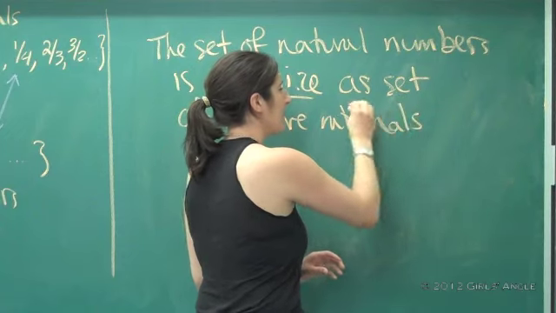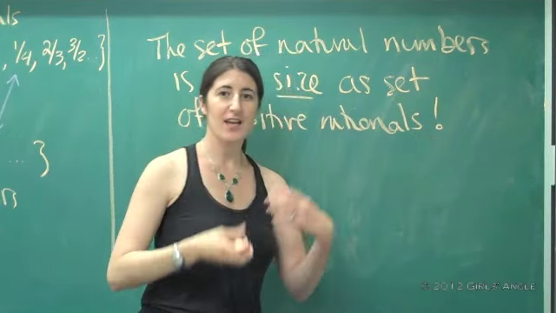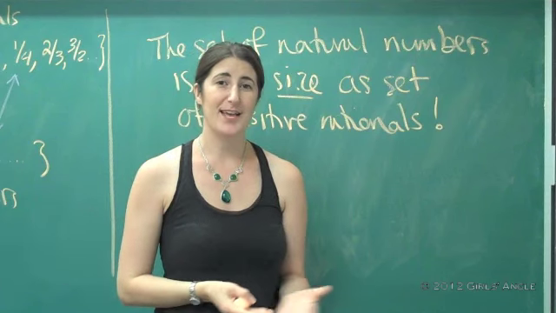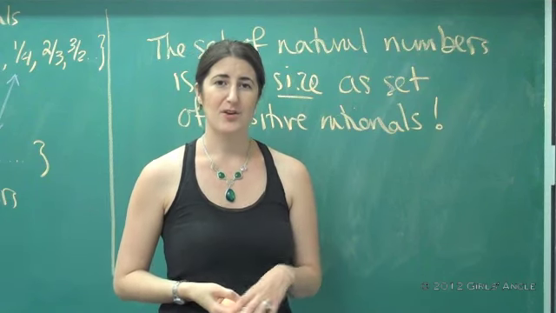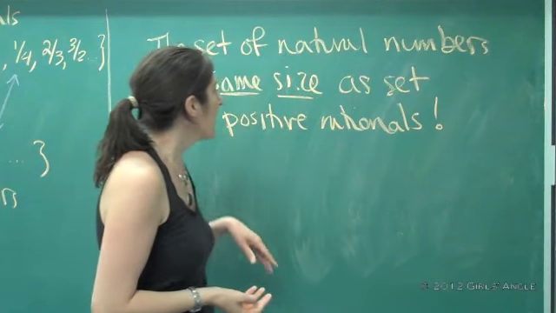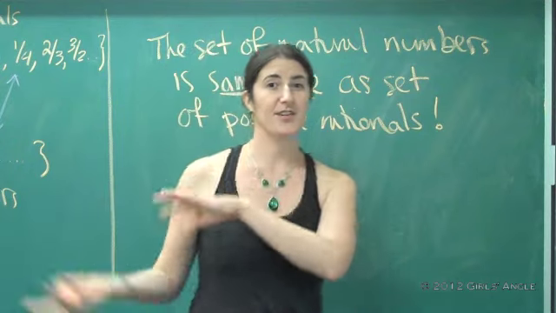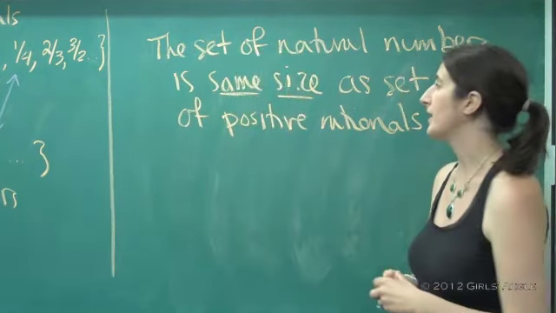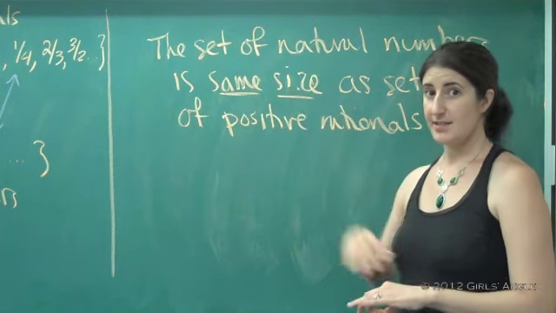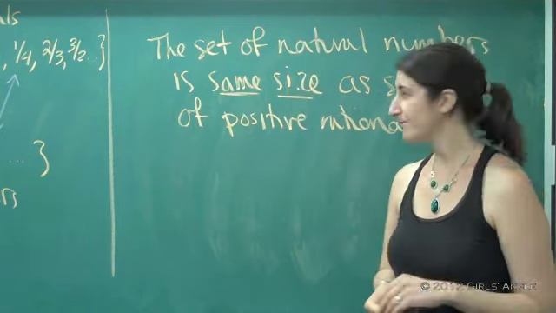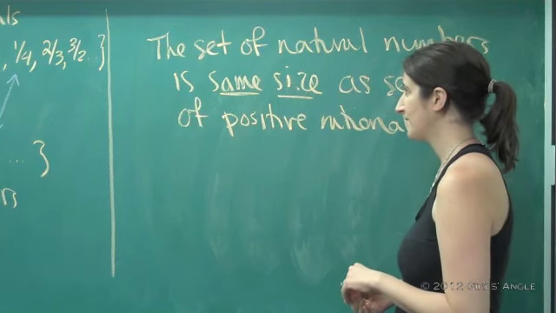Which is crazy. I mean, that means that there's just as many natural numbers as there are positive fractions, which is so surprising. And it didn't matter that I restricted to positive rationals, so I did that just because it makes it a little bit easier to explain. But it's also the same size as all of the rational numbers, not just the positive ones.